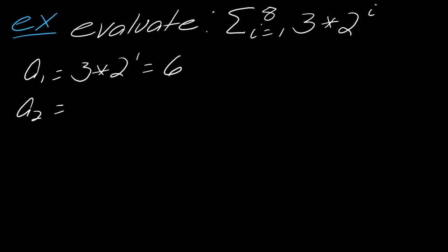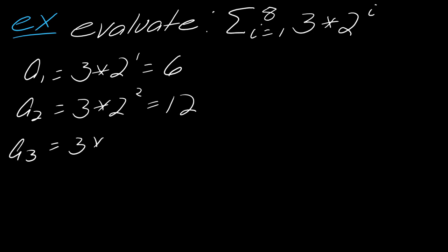So let's see, I have 6, and then I'll have 3 times 2 squared, so that's going to give me 12. And then I'm going to have a sub 3, so it's going to be 3 times 2 cubed, so that's going to be 3 times 8, so that's 24. So if you're just trying to figure out what is that common ratio, I start at 6 and then I'm just multiplying by 2. So this part right here, this is what's giving me my r, the thing that is being taken to the power.